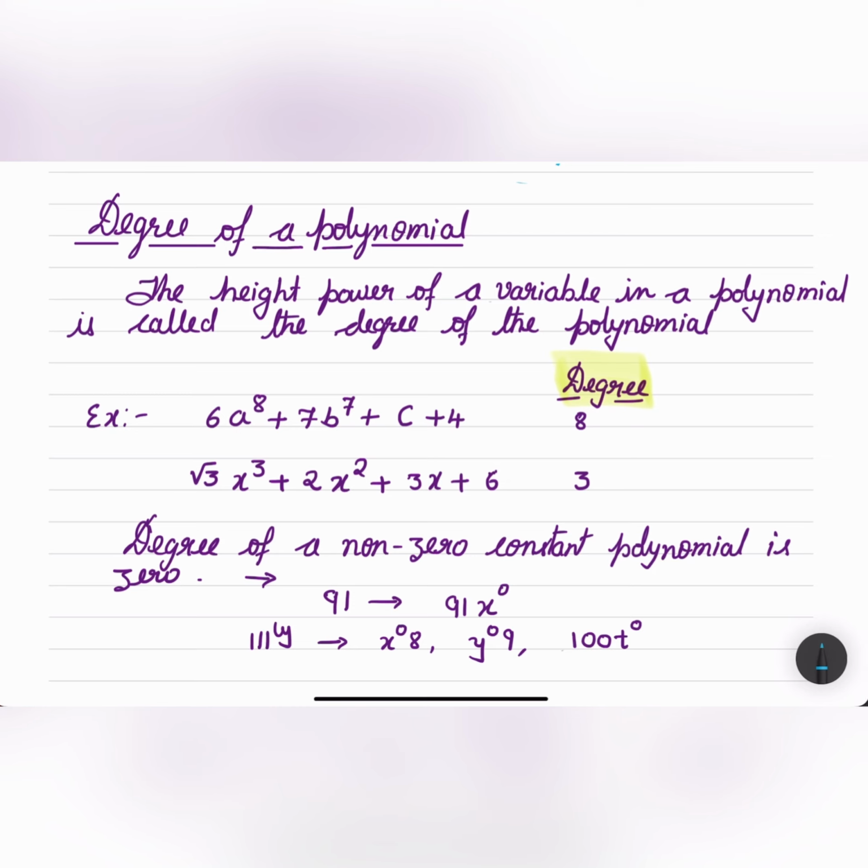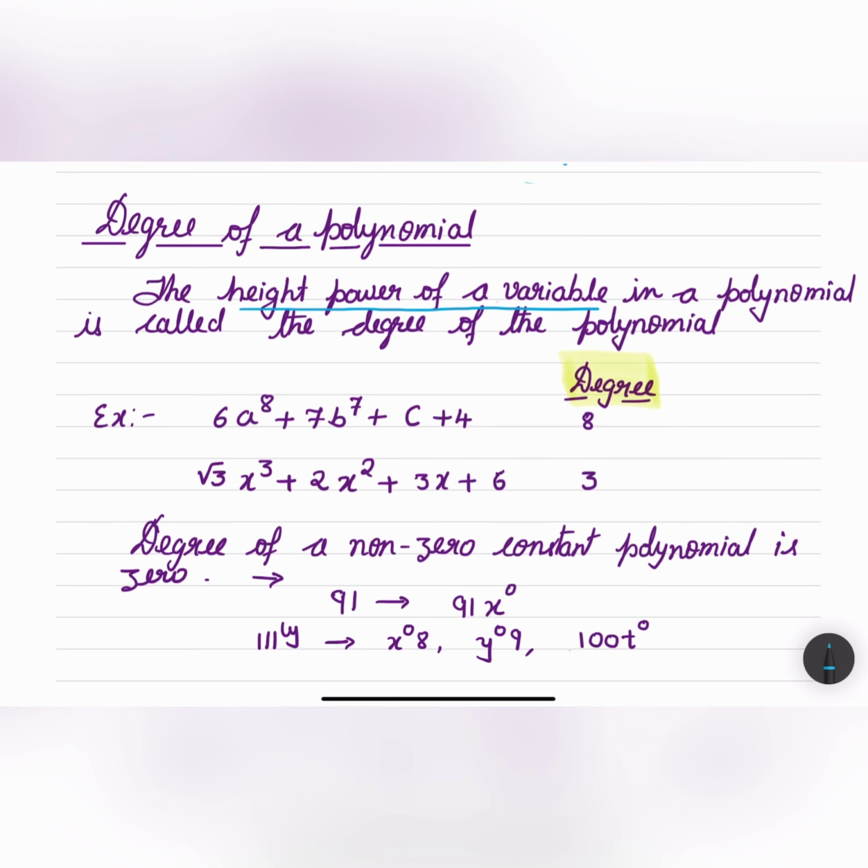Now we will look into what is the degree of a polynomial. Degree of a polynomial is the highest power of a variable in a polynomial. So the highest power of a variable is called the degree of the polynomial. Now we have a polynomial here, 6a to the power 8 plus 7b to the power 7 plus c plus 4. The constants are left out, meaning we are not considering the power of the constants, we are considering the power of the variables, that is a power 8, b power 7 and c. In that the highest power is 8. So the degree is 8.